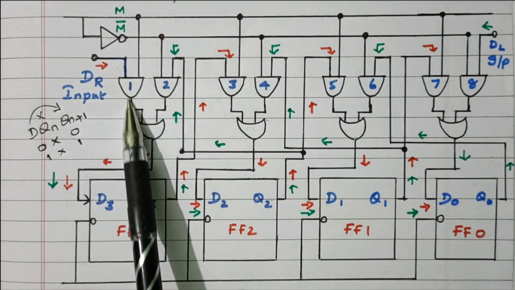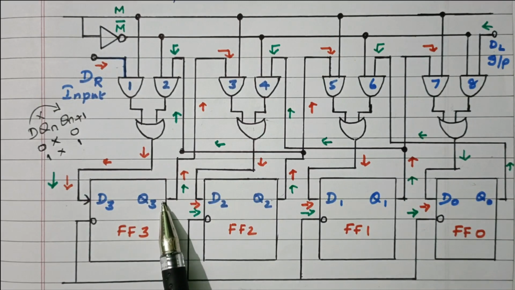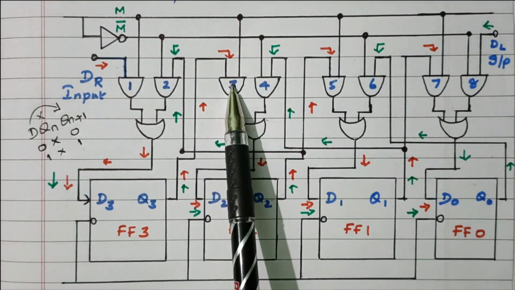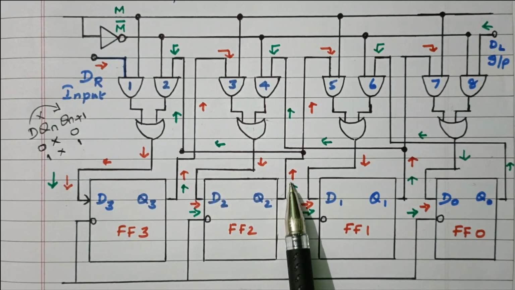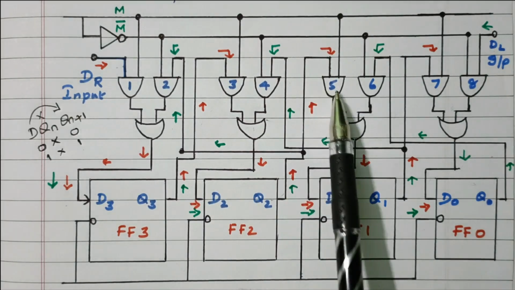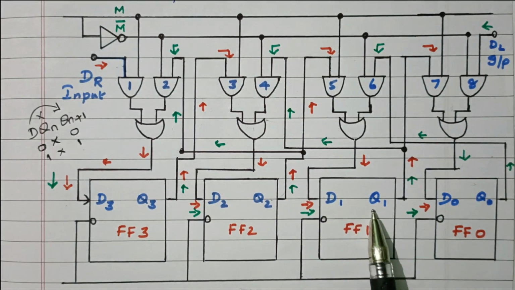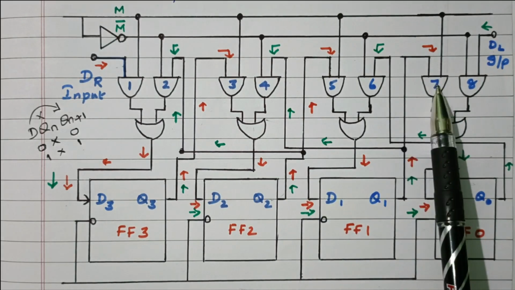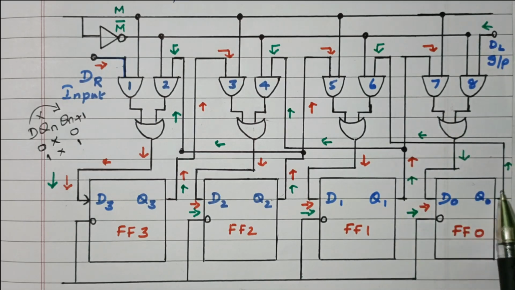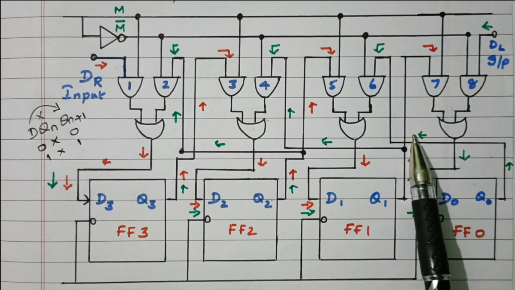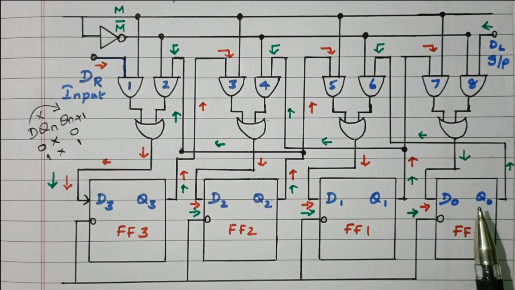Data available here, that is passed to the first flip flop. Output of the first flip flop goes to AND gate 3, that is passed to the second flip flop. Second flip flop output goes to AND gate 5, that is passed to the third flip flop input. Third flip flop output goes to AND gate 7, that is given to the fourth flip flop input. Then it just keeps on going, right? So the data is shifted right side.